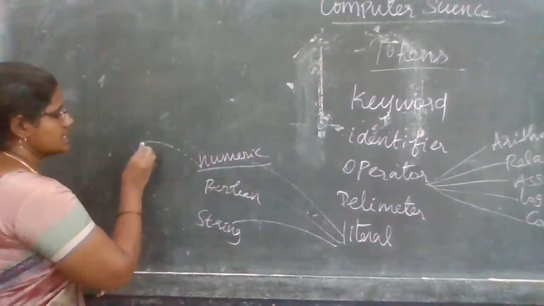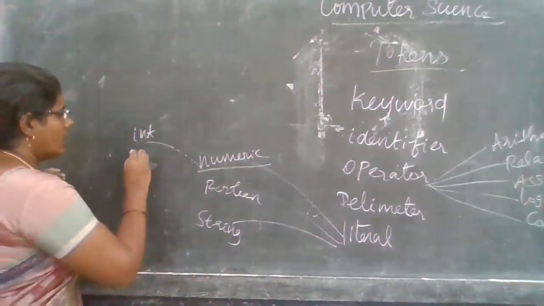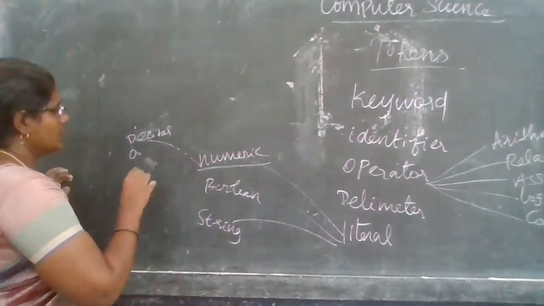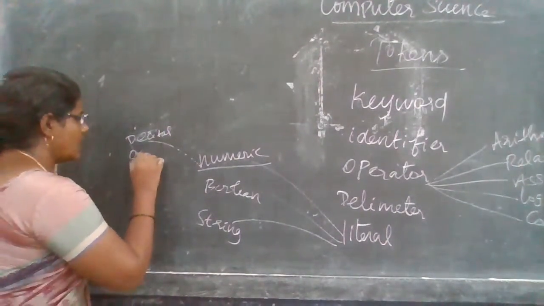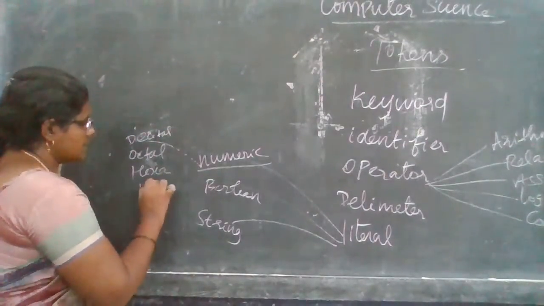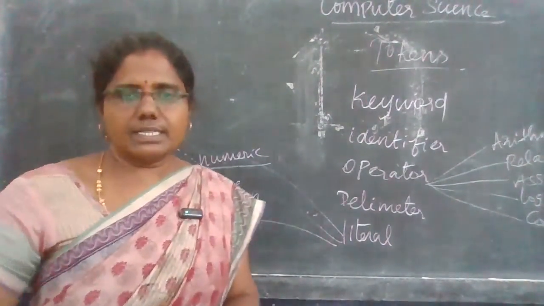Numeric literal has some parts. Normally an integer is considered decimal. A numeric constant starting with 0 is considered octal. 0x means hexadecimal. 0b means binary. That's all. So tokens are completed.